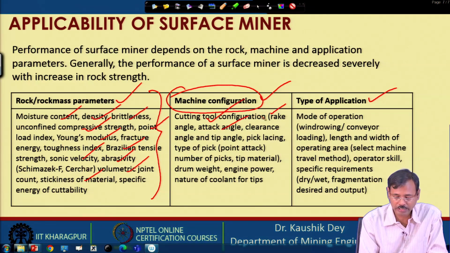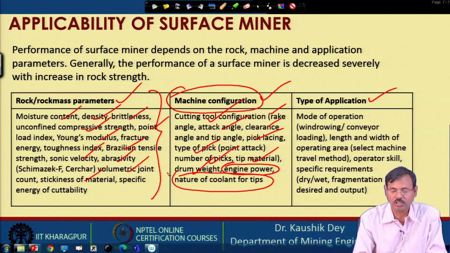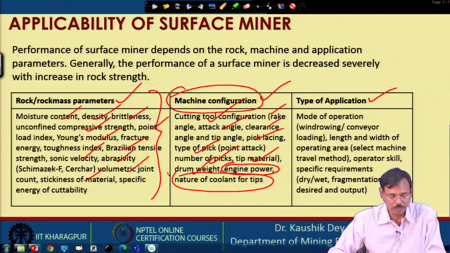This is the rake angle, attack angle, clearance angle. We have already covered these details in the chapter on ripper, excavation by ripper, in those classes. Apart from this, we have pick lacing, type of picks used, number of picks, material of the picks, drum weight, and engine power, which is very important, as we have seen in the ripper also. And whether we are using coolant for the cutting tips or not is another machine configuration which influences performance.